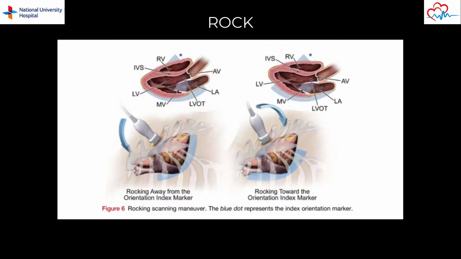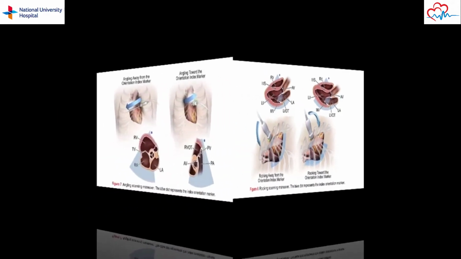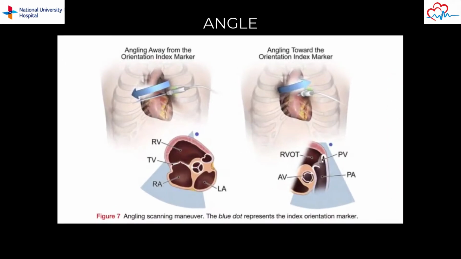Rock differs from tilt, in that the rock motion stays in the same imaging plane, whereas the tilt motion refers to motion in the same axis but different imaging planes. Angle refers to a motion in which the image is optimized by keeping the transducer in the same position, and directing the sound beam toward a structure of interest.